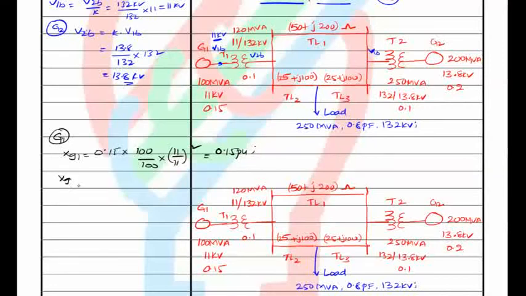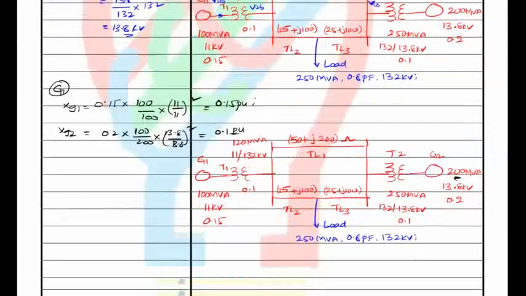Similarly, we will go for XG2. XG2 has a per unit reactance of 0.2 into its old value. MVA new value is 100, MVA old value is 200 here, so divided by 200, into the KVB old value, which is 13.8. The new base value here is also 13.8. So 13.8 divided by 13.8 whole square, you will get 0.1 per unit. So these are the values for generator 1 and generator 2.